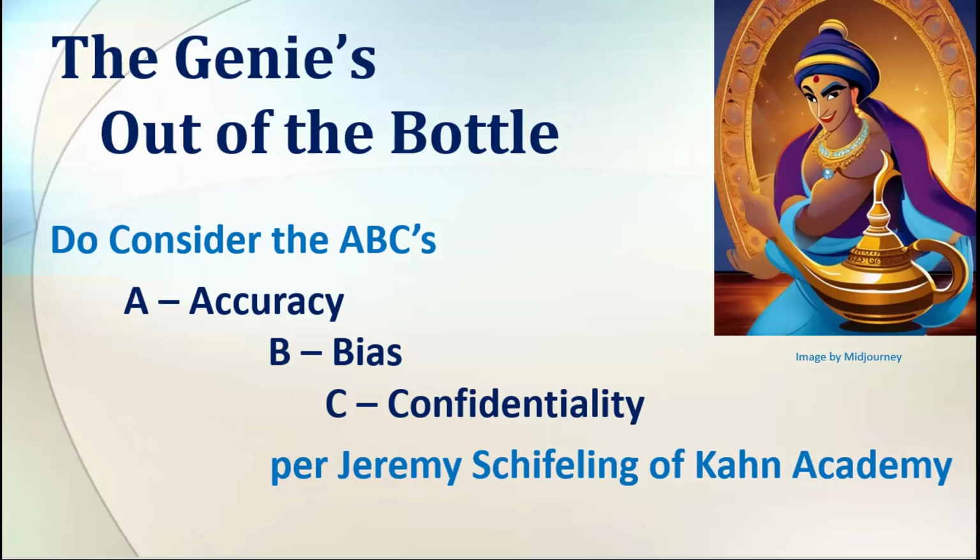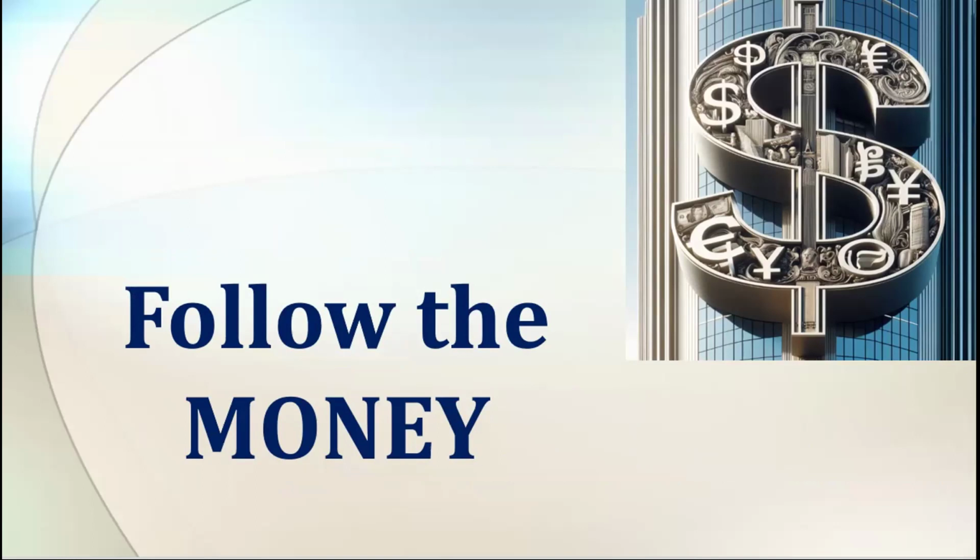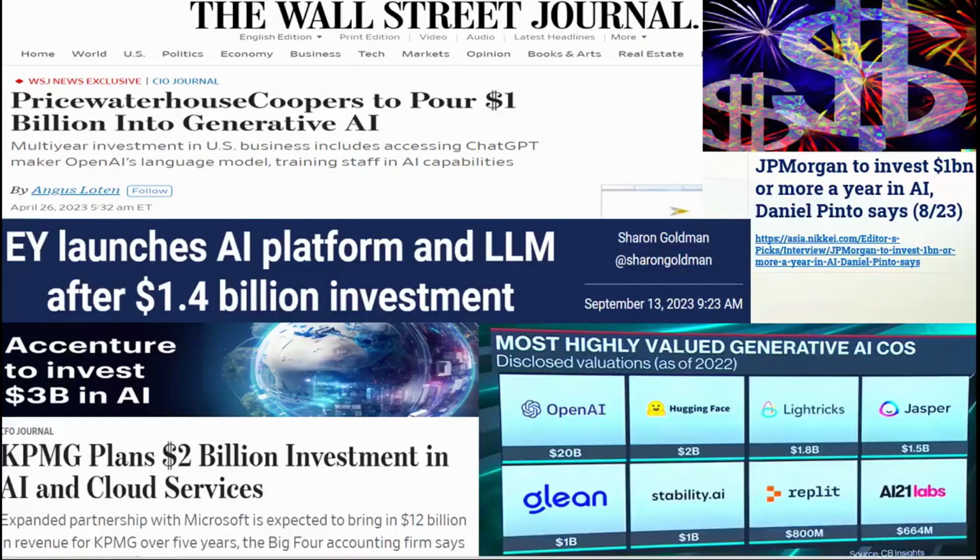And we're going to jump in a little bit, start talking about follow the money. Billions are being poured into this, and I've got just a couple of slides that will highlight that. PwC, $1 billion, 1.4 from my alma mater, EY, Accenture, 3 billion, KPMG, 2 billion, JP Morgan, another billion. And some of the players down there, market caps valued by AI.